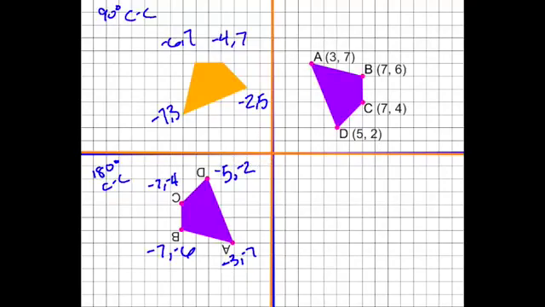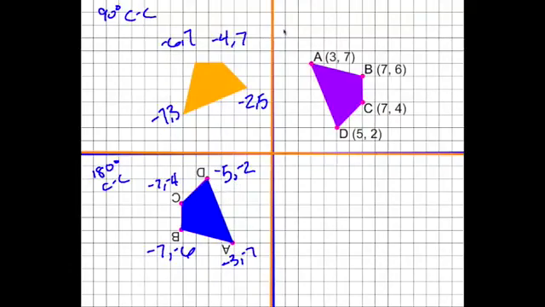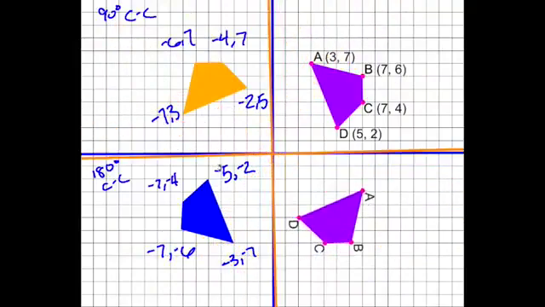Let me go ahead and draw this one in. And now we're almost finished. We need to add another 90 degrees to our rotation. So that's going to make it 270 degrees counterclockwise. Here we go. And bam, right there.